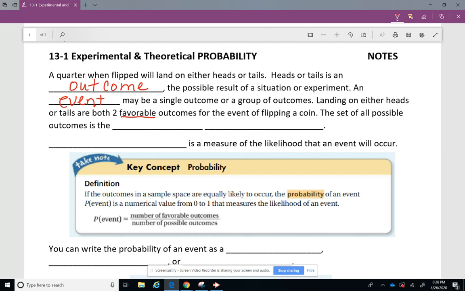The set of all possible outcomes is the sample space. So like if you did it 10 times, your sample space could be like heads, tails, tails, heads, tails, heads, heads, tails, tails, heads. That's your sample space, okay? The set of all possible outcomes, that's actually exactly what happened maybe when you flipped a coin.